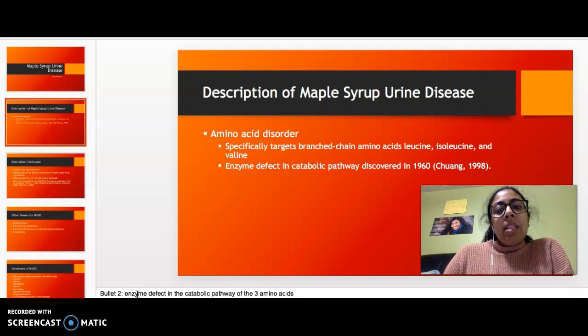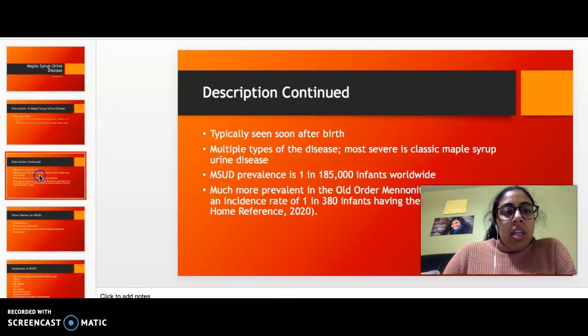The fact that it was an enzyme defect in the catabolic pathway of the 3 amino acids was discovered in 1960. It was originally thought to be some kind of neural disorder in 1954, but it wasn't until 1960 that they discovered that it was an enzyme defect in the catabolic pathway. So this is typically seen in infants soon after birth.